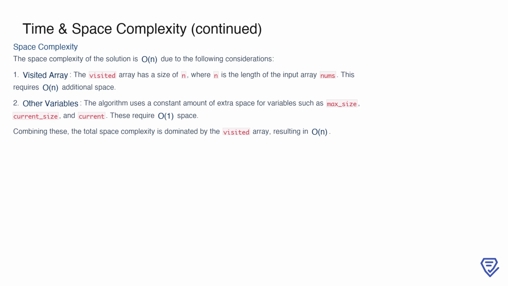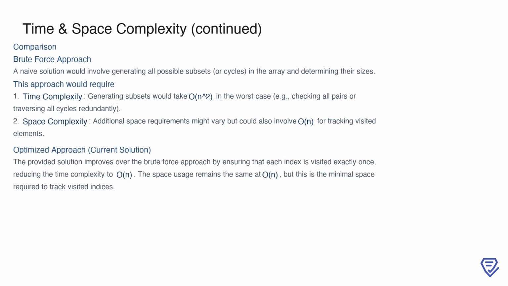Let's compare this solution to a brute force approach. A naive method might involve generating all possible subsets or cycles within the array and then determining their sizes. Such an approach would have a time complexity of O(n²) in the worst case because it could involve redundant checks for cycles or subsets. Additionally, the brute force approach might still require O(n) space to track visited elements or store intermediate results.